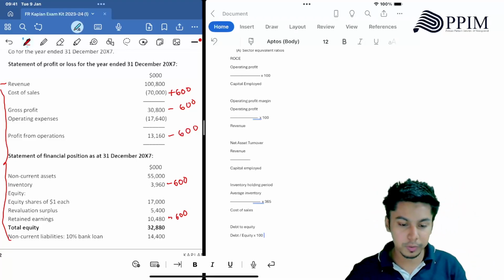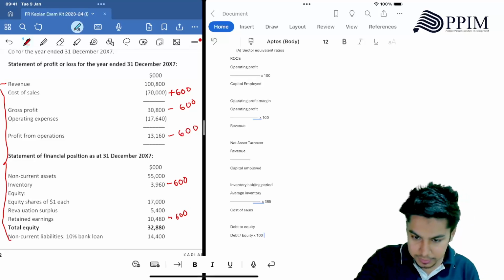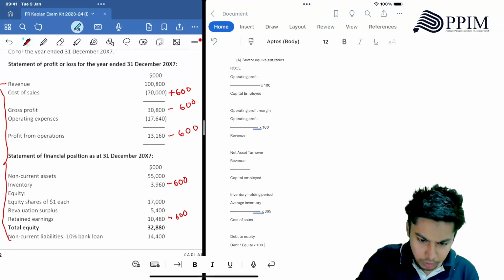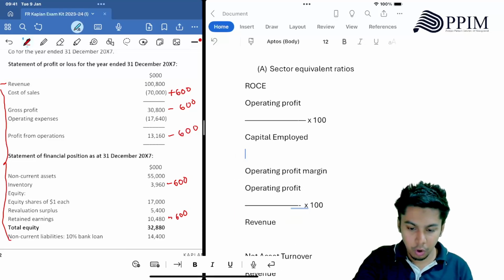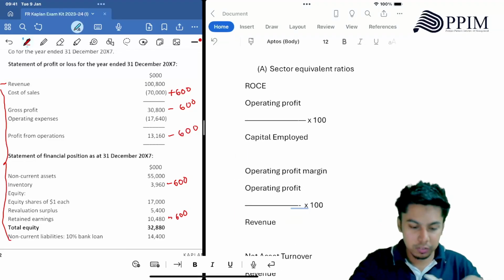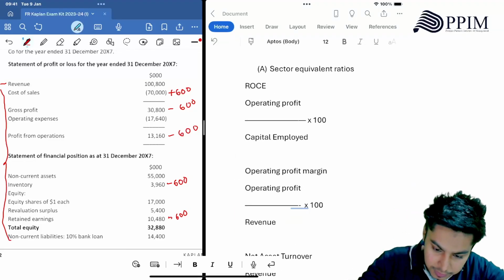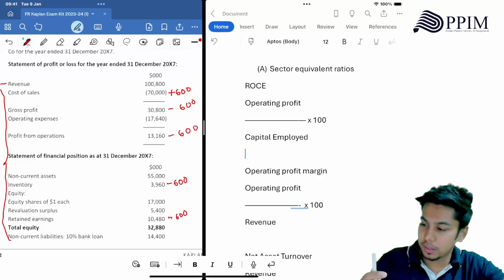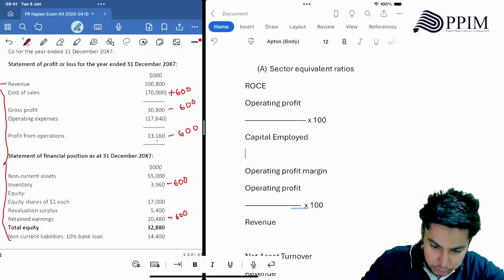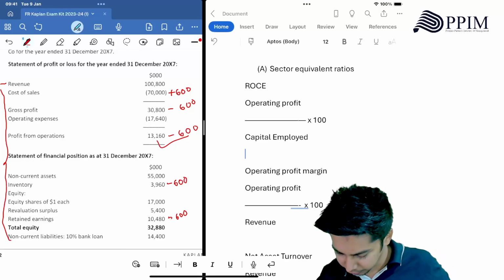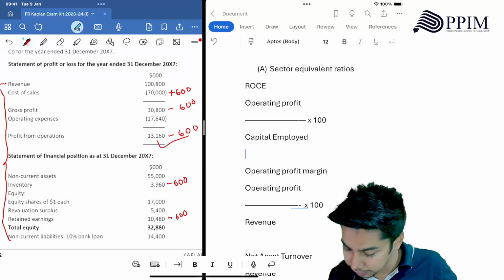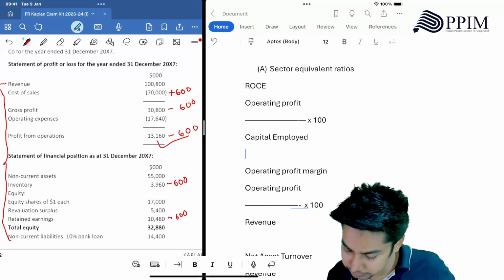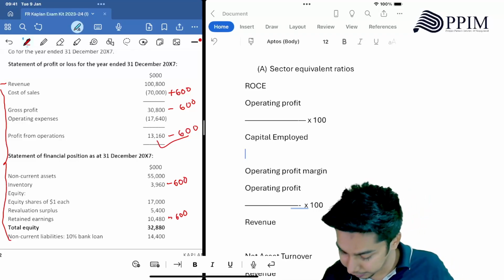Okay, so guys, I'm going to now calculate the ratios, so you can check and see whether things are okay with you. First one, operating profit. Can you see here on the screen, profit from operation? I have done a small adjustment over here, so you also should do this particular adjustment. 13,160 minus 600. That should give you the answer of how much? 12,560.